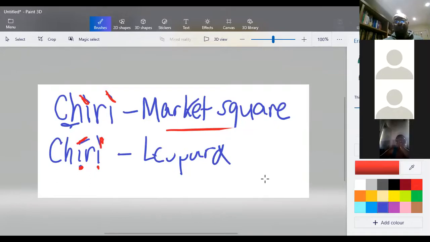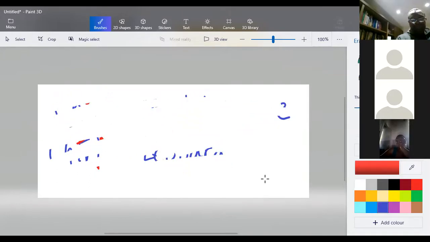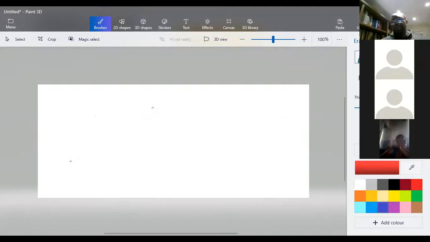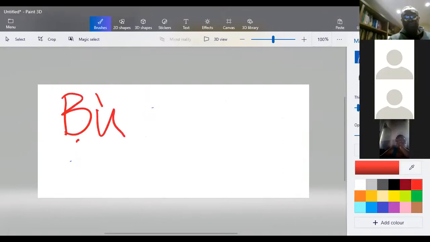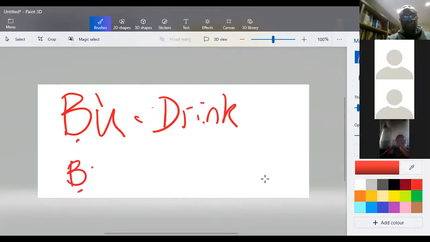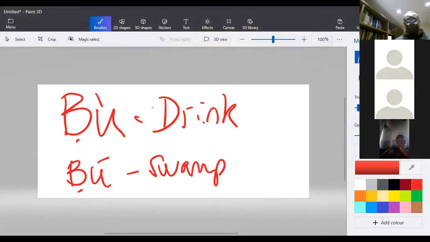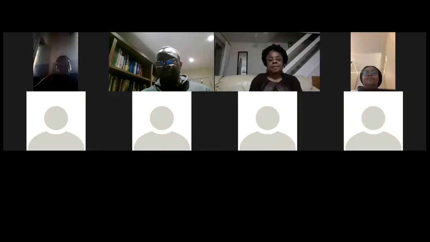That's just an example of two words that are homonyms: they have the same spelling but different meanings. In our group we mentioned a few words, like bu, which is to drink, and bu, which is a swamp. Again, two words with the same spelling but different meanings because of the stress marks. So I think we'll come to the end of our session.